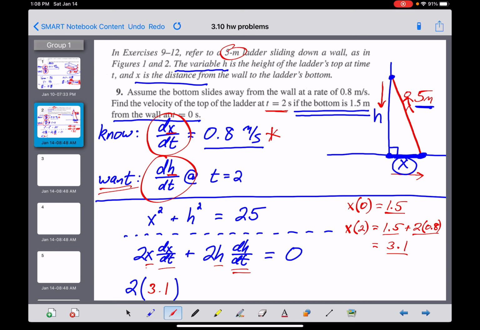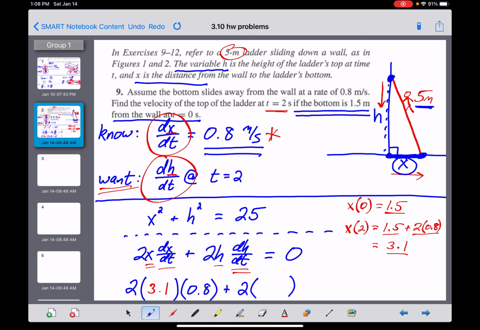So that took some work just to find what x was. Luckily, the rest of this, I think, is pretty straightforward. dx/dt, that was given to us, and that's constant throughout this problem, 0.8, plus 2 times... I kind of lied. h is a little bit tricky here too, guys. We've got to do some work to find that. We need to know how far the top of the ladder is from the base of the wall at the moment in question.